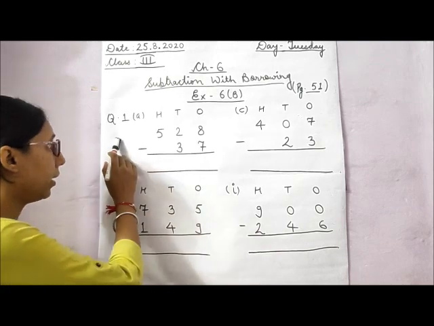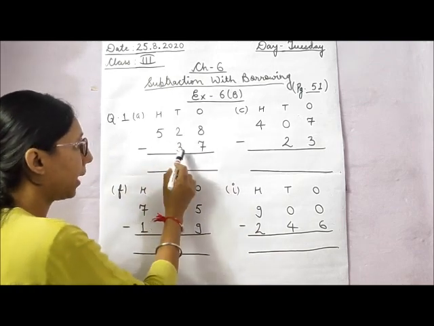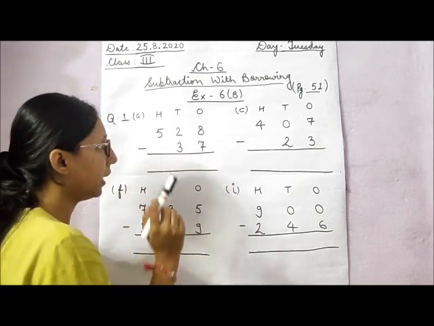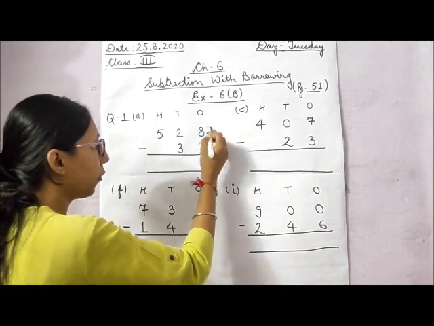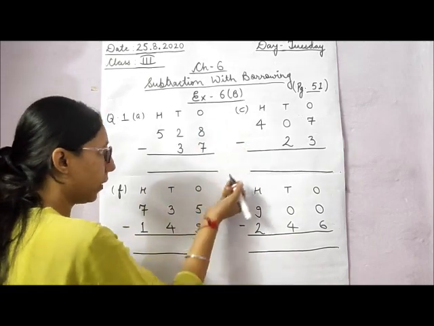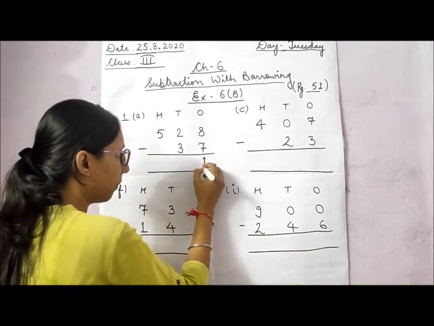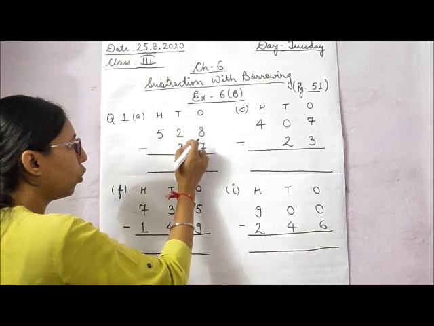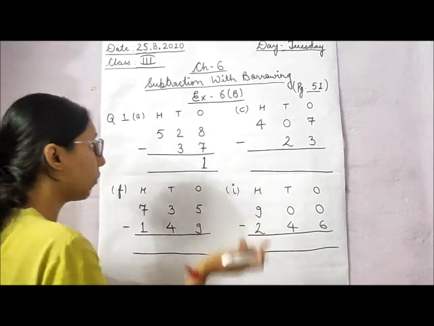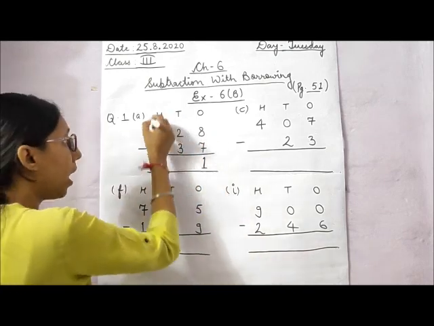Question number 1, A part: you have to subtract 37 from 528. Now subtract 7 from 8. So 8 minus 7 is possible, right? So 8 minus 7 is 1. Now see, 2 minus 3 is not possible, so we'll take borrow from the hundreds place.